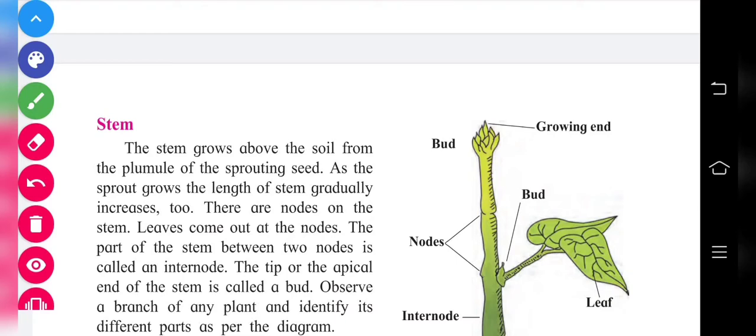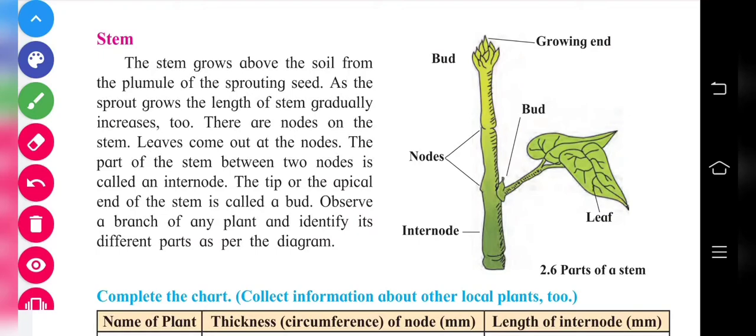Okay. So have you observed the stem of some plant near your location? Yes, you may have observed the stem near your location, but you don't know exactly that it's the stem. Okay, so the stem has different parts. The stem grows above the soil from the plumule of a sprouting seed. You already know about the plumule. Yes, the plumule is the development of the seed, a small plant-like structure that grows above the soil. Is it correct? Yeah.